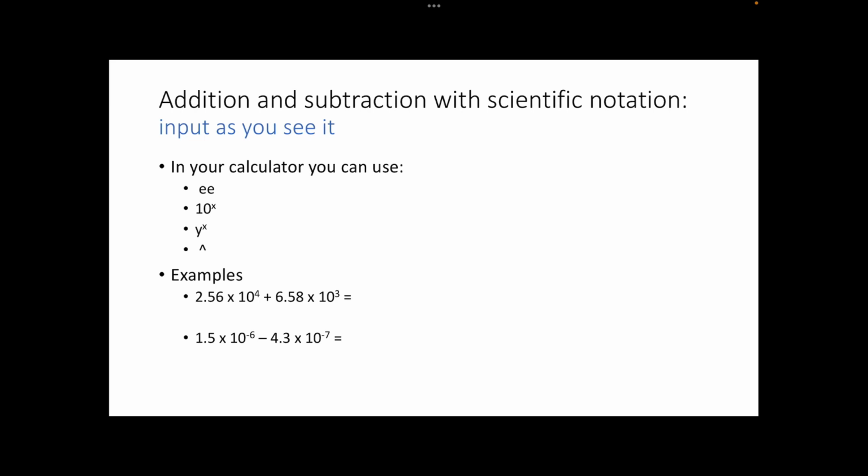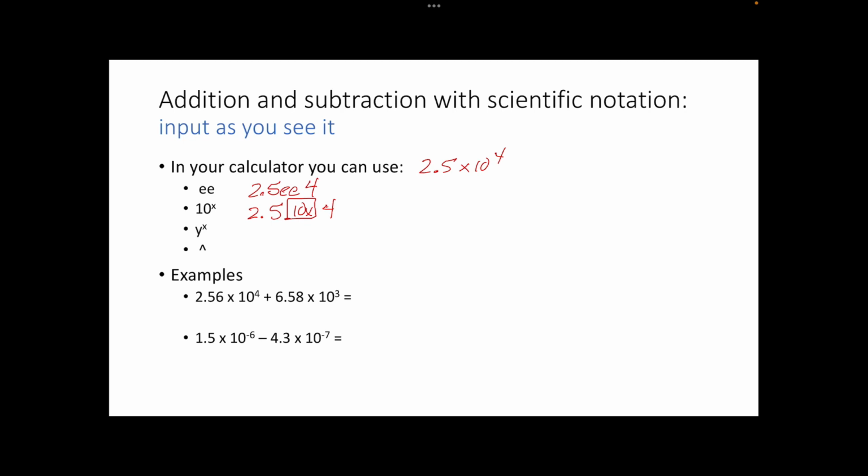So if you have EE, let's use some example. Let's use 2.5 times 10 to the 4th, okay? EE, you would just write 2.5, EE is just a button, and then 4. That would be how you would input that into your calculator, and you should get this number. Sometimes there's the 10 to the X button, so then you would write 2.5, and then you would do the 10 to the X button, and then you would just put in 4 for your exponent.